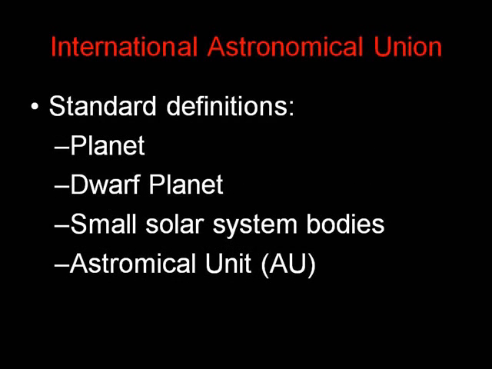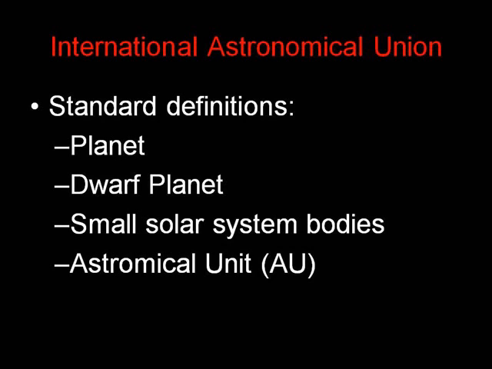The International Astronomical Union is a group of scientists that have gotten together and decided on standard definitions when it comes to astronomy. First of all, they have the definition of a planet. A planet is a spherical object orbiting the Sun, large enough to clear all matter from its orbital zone. A dwarf planet is a spherical object orbiting the Sun, but it is not large enough, or its gravitational pull is not large enough, to clear all matter from its orbital zone. Small solar system bodies are other objects orbiting the Sun, like asteroids, comets, meteorites and meteors, and meteoroids.